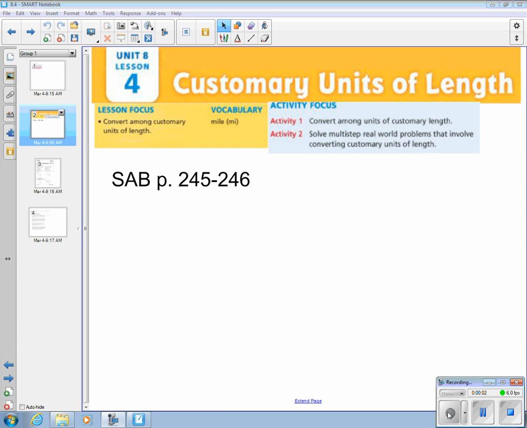Hi guys, we are on Unit 8, Lesson 4, Customary Units of Length. So today we will be converting among customary units of length. So I need you to get out your SAB book, page 245 to 246, and we will get started.